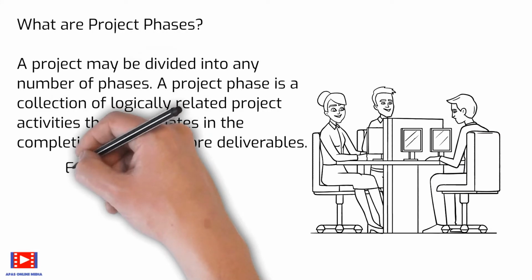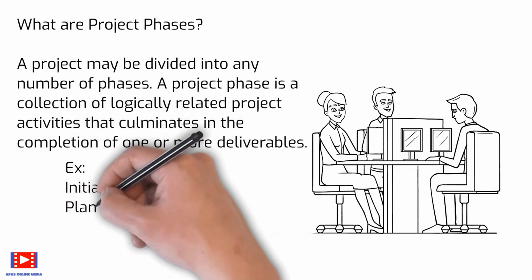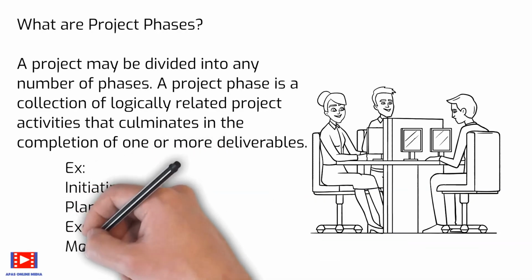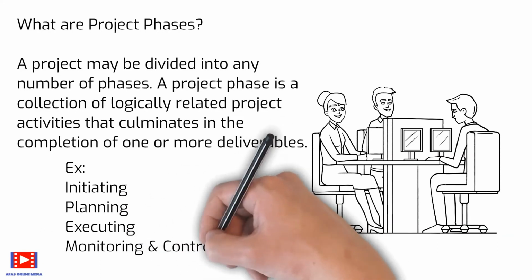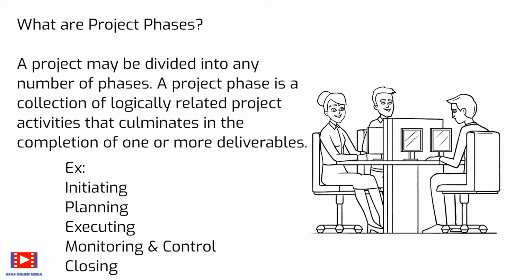Examples of a typical project with project phases are initiating, planning, executing, monitoring and control, and finally closing.